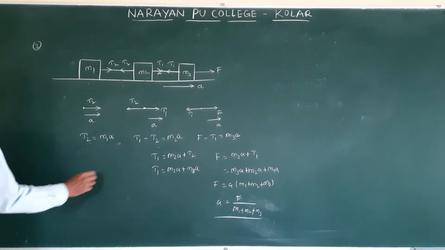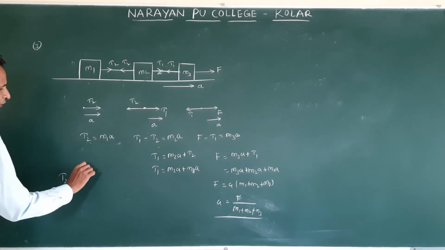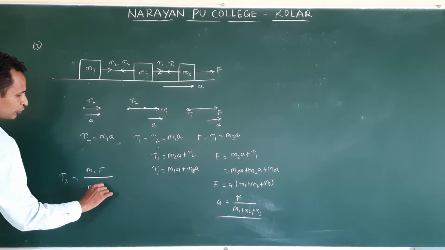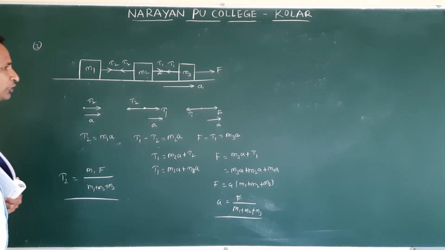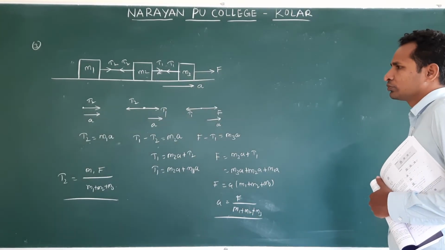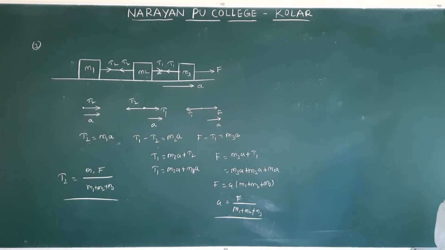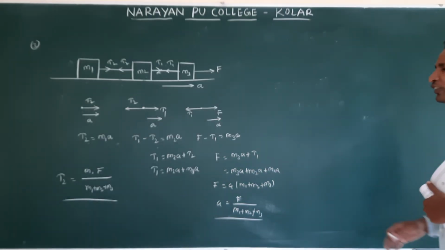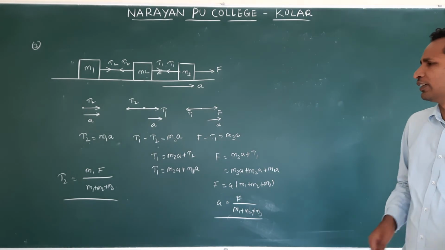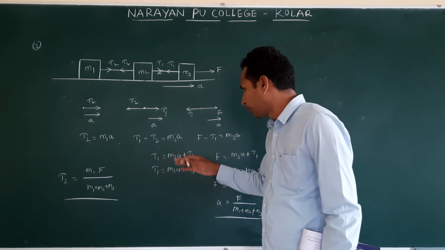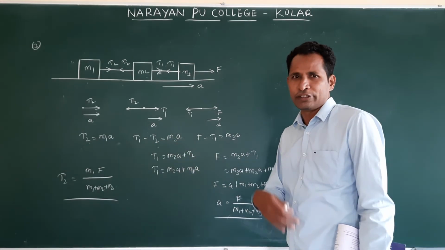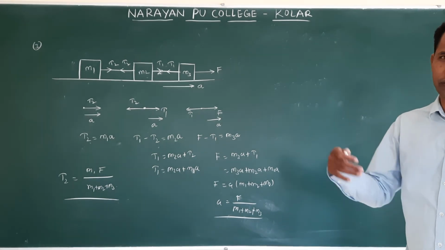How do you get T2? T2 is equal to M1 into A, and the value of A is F by M1 plus M2 plus M3. This is T2. Okay. It depends on the question and the values given. If you make it a formula, it becomes big. So in calculation with values, we will do it directly. What I want to say is, if you make the T1 equation, that will become big, so I don't want to do that. I wanted to find the answer directly.